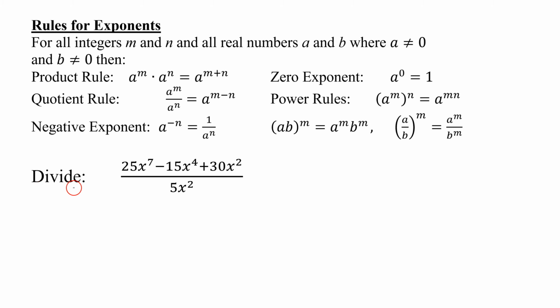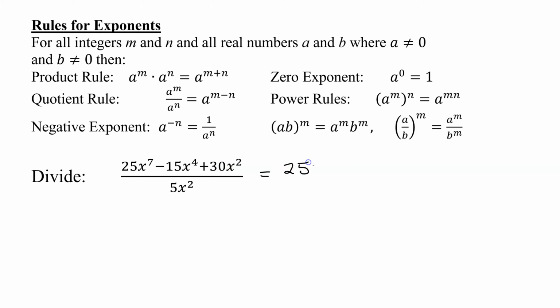In this example, I need to divide the polynomial 25x^7 minus 15x^4 plus 30x^2 by the monomial 5x^2. And when you're doing problems like this, I think it's always better to take time to actually write out the denominator dividing into each term in the numerator.